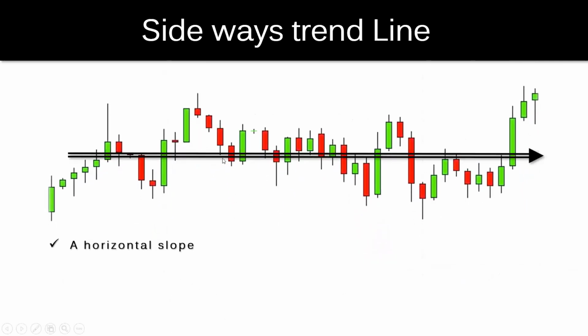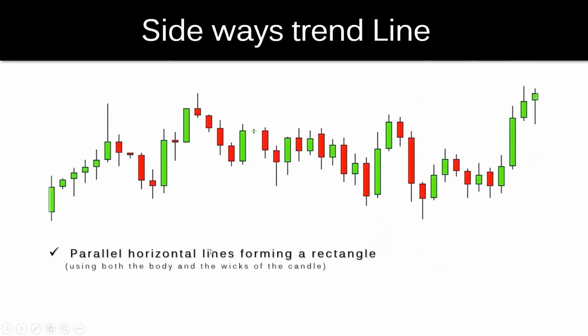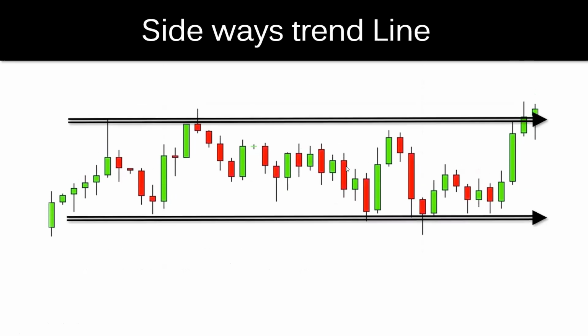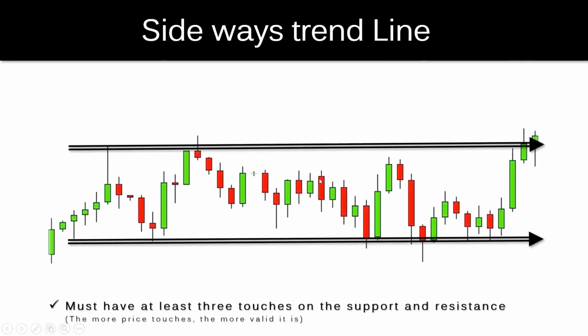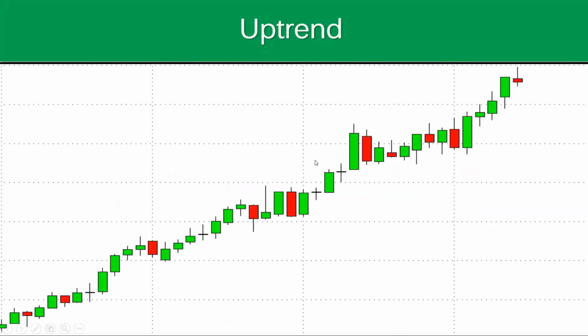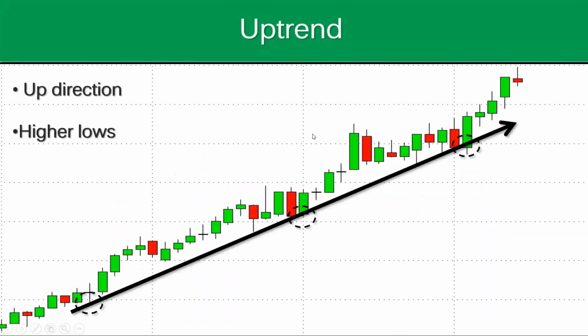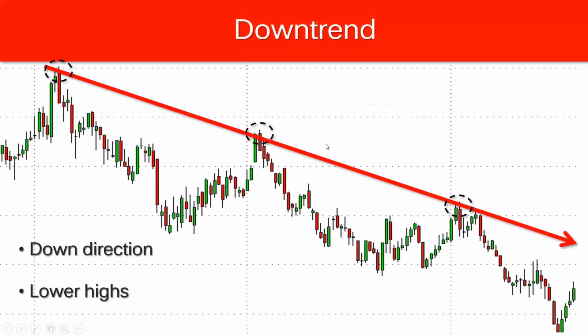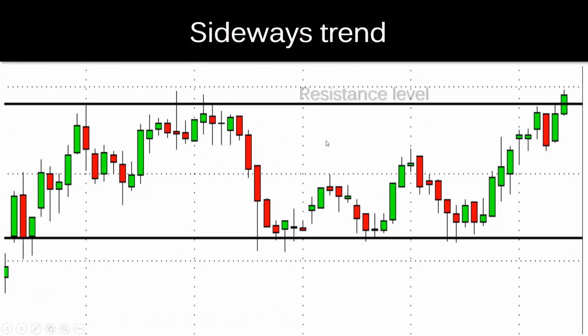So we know that there is a horizontal slope, or a regression channel is sideways. We know that there are parallel horizontal lines forming a rectangle or a sideways formation using both the body and wicks of the candles. And there must be at least 3 touches on the support and the resistance in order to confirm the validity of the pattern. All right, this is just a bit more confirmation and ideas of what it looks like with candles. This is an uptrend. This is a downtrend. And here is a sideways trend.